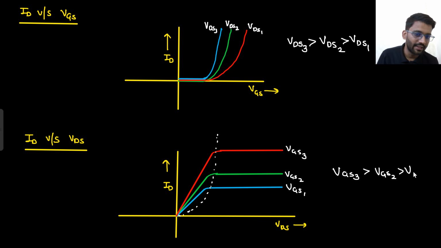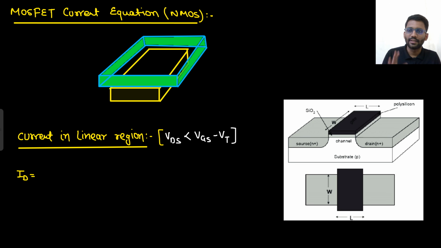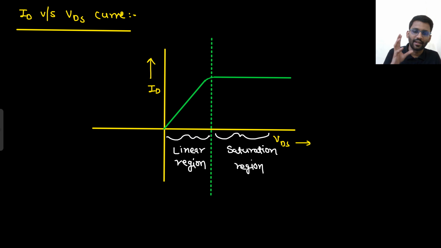If you are listening to me with your full concentration, then only you will be able to understand. What did I say? More VGS means higher positive voltage, which means more electrons are supplied. If more electrons are supplied, the channel has more electrons, so more current. More VDS also means more current. So VDS3 is higher than VDS2, higher than VDS1, and this is the relation. So this was our N-channel enhancement type MOSFET.